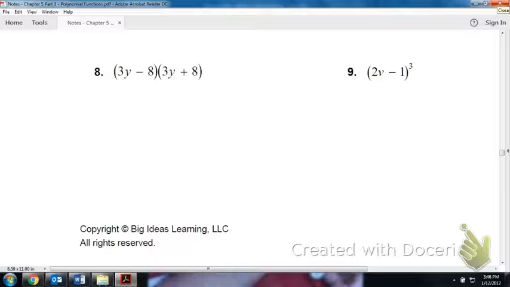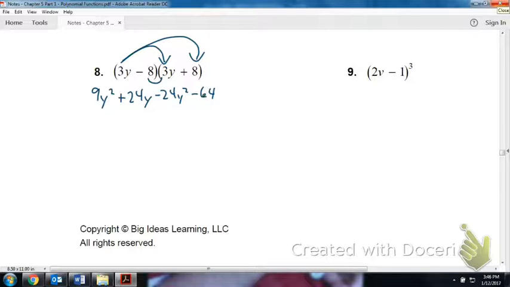Number 8. I almost forgot 8 and 9 were down here, but we'll do them real quick. Number 8, because it's just a binomial times a binomial, I am just going to do it this way. Distribute that one, distribute that one. So 3y times 3y is 9y squared. 3y times 8, 3 times 8 is 24, so plus 24y. Negative 8 times 3 is negative 24y. Oh, look, those two cancel out. And negative 8 times positive 8 is negative 64. So my final answer is 9y squared minus 64.